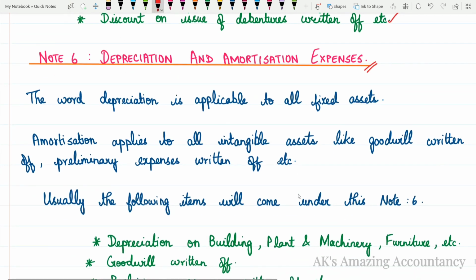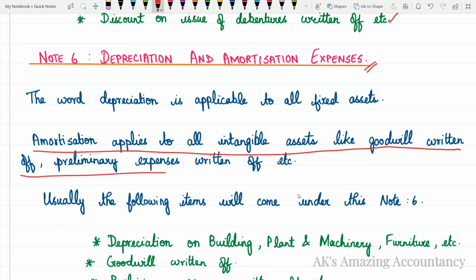Actually, amortization applies to all intangible assets like goodwill written off, preliminary expenses written off, etc. So if you have items like goodwill written off or preliminary expenses written off, such items will also come under note 6 under the heading depreciation and amortization expenses.